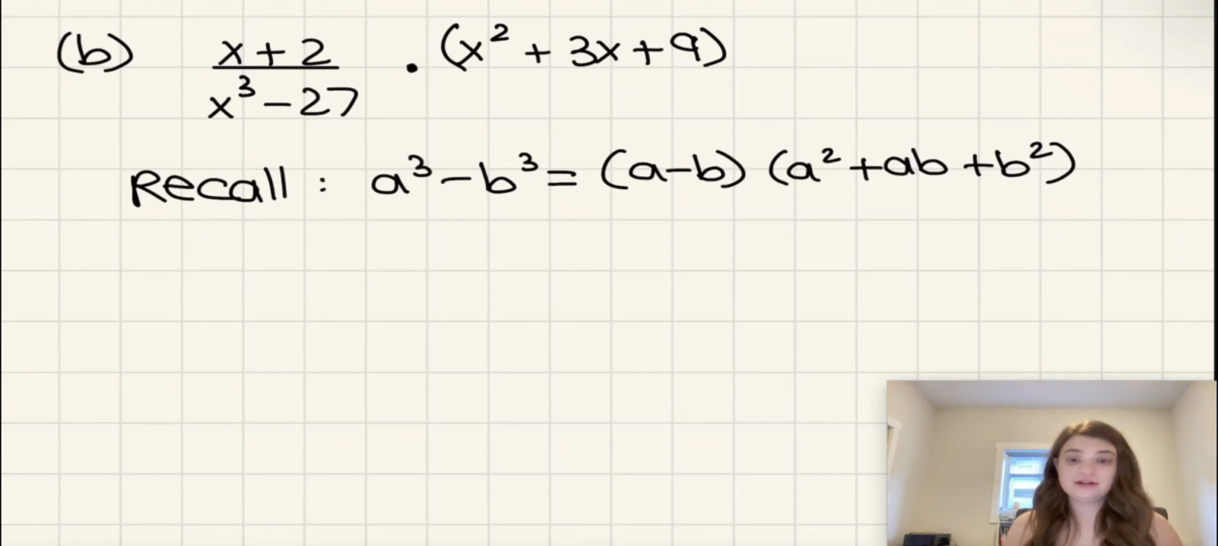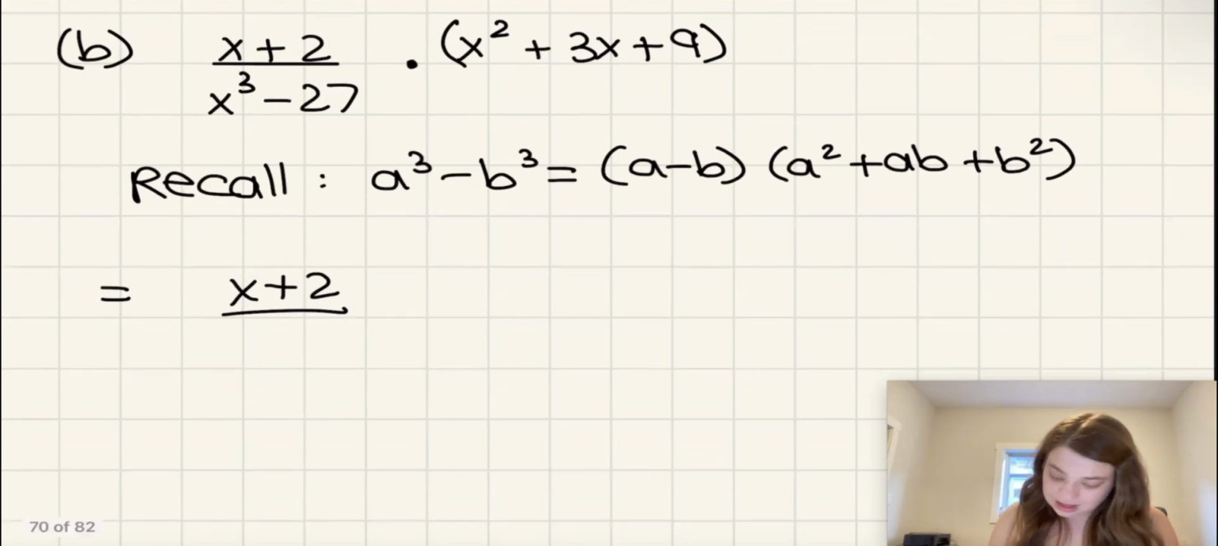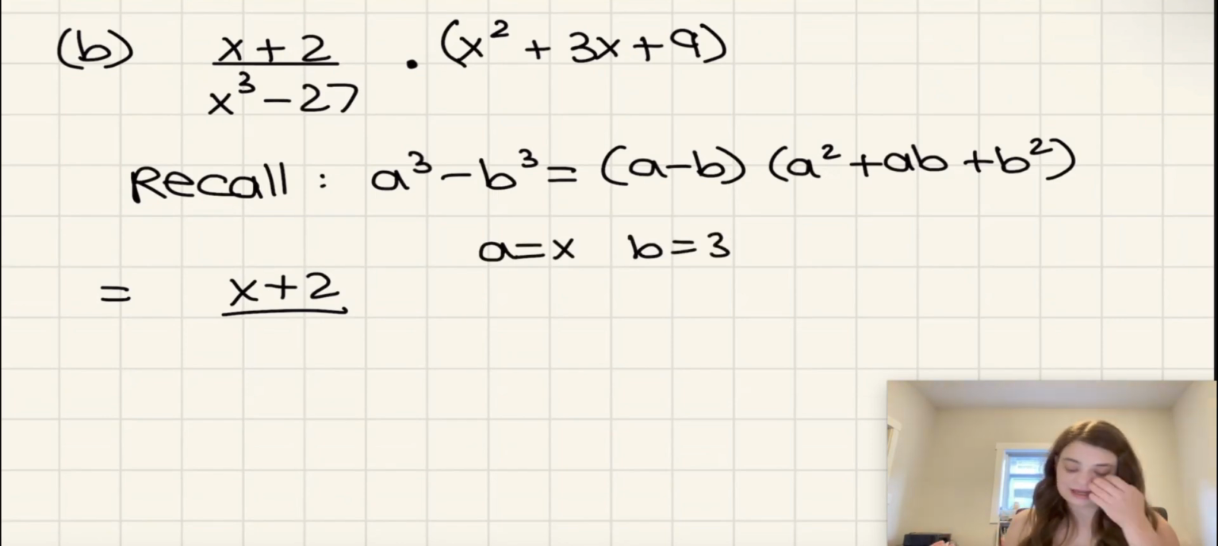So if we apply that to our denominator, we will end up getting x plus 2 in the numerator still. And then in our denominator, we're going to get a minus b, which in this case, we know that a is equal to x and b is equal to 3, right? And we can find those by taking the cube root of x cubed, which is x, and then the cube root of 27 is 3. So that's how we got a and b, by taking the cube root.